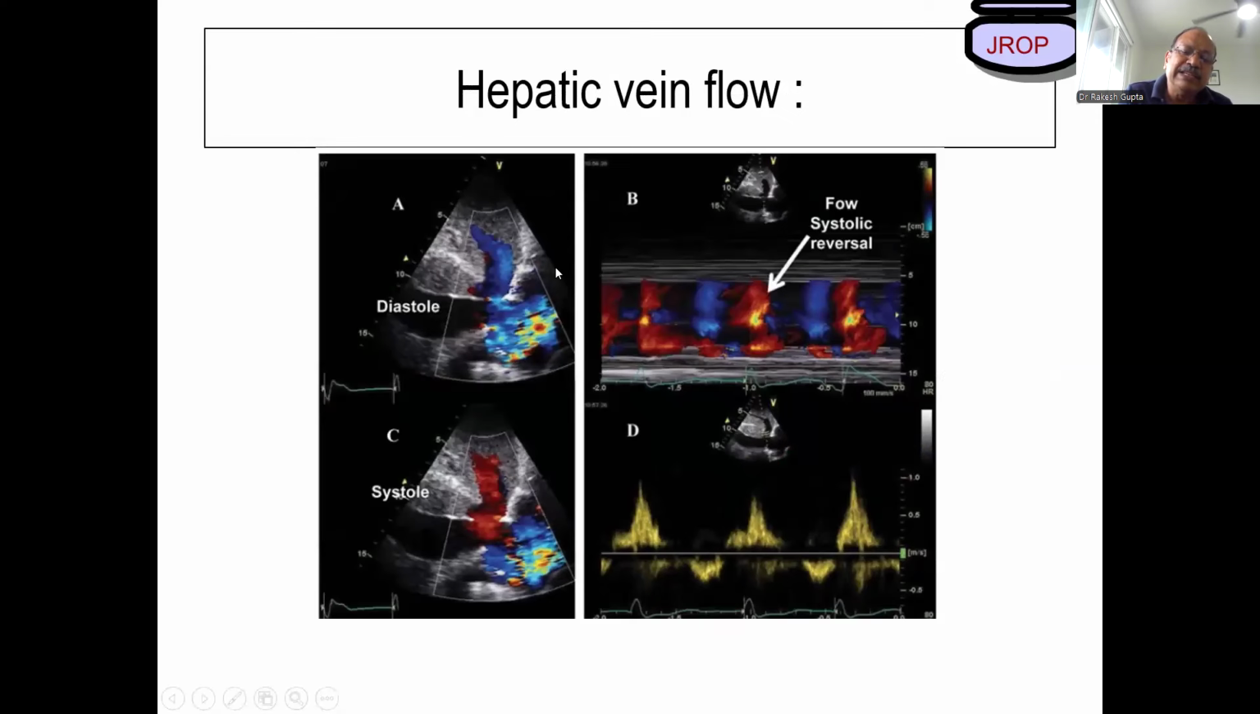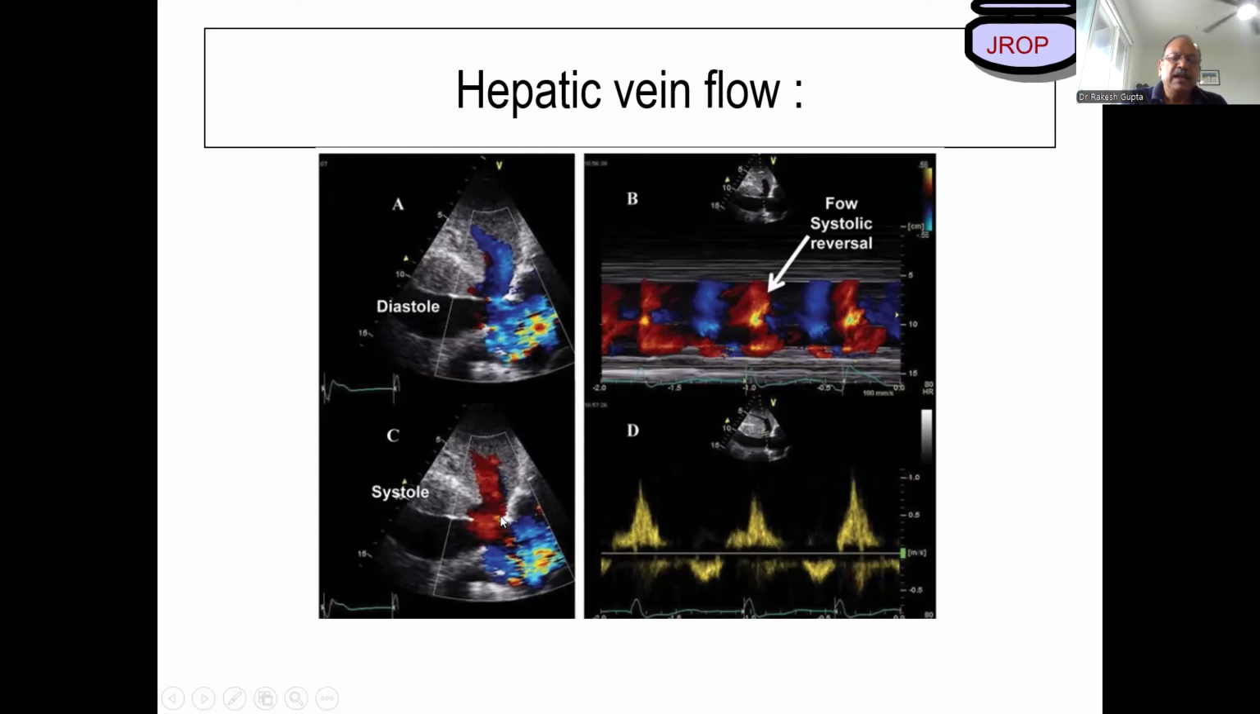Now, this is a slide which talks of diastole and systole. Normally, what happens? This is the hepatic vein. This is the IVC. You see, in diastole the blood is shown blue in color, and in systole the blood is shown red in color. It means during diastole, the blood is coming from the hepatic vein to the IVC. In systole, the blood is going from the IVC to the hepatic veins.